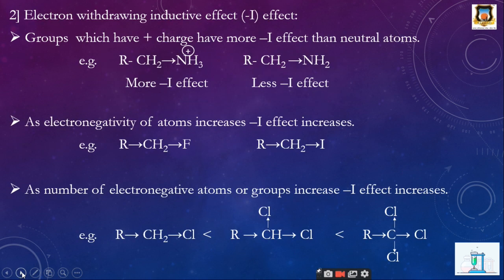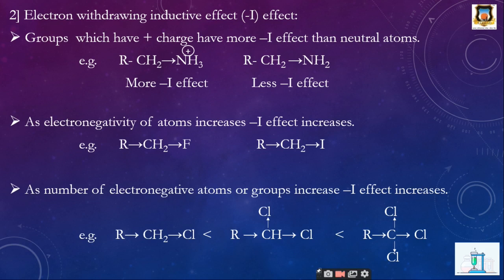Then the next is the electron withdrawing inductive effect, that is minus I effect. Groups which have plus charge have more minus I effect than neutral ones. First, the definition of the electron withdrawing inductive effect: the groups or atoms which decrease the electron density around the carbon atom are called electron withdrawing inductive groups, and this group shows the electron withdrawing inductive effect, that is minus I effect. Groups which have plus charge have more minus I effect than the neutral atoms.